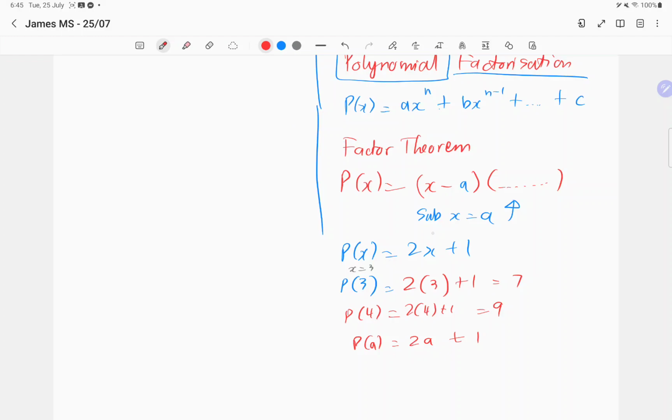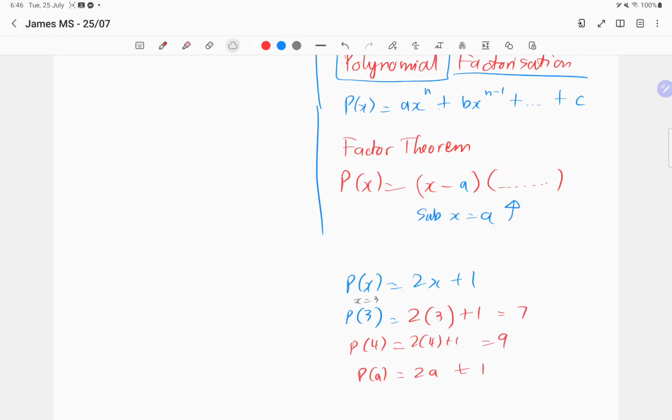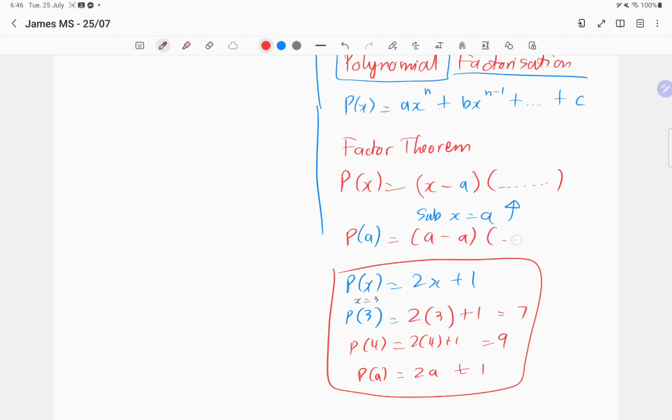So now, when you substitute x equals a, this is the function notation. When you sub x equals a, you see how p of x would be p of a, right? Then that would be a minus a, and then times another bracket, which must be 0, because a minus a is equal to 0. And 0 times anything is 0.